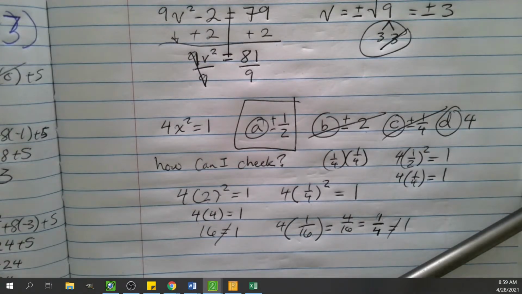Okay, I feel like you guys got that down. Are we ready to move on to factoring, or do we need a couple more examples with square roots? We good?